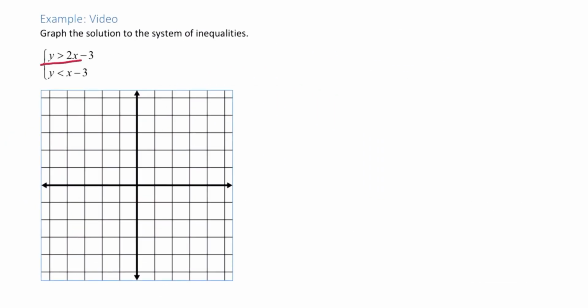In this example, we'll start by changing the top inequality to an equation. Y equals 2x minus 3. The y-intercept is negative 3, and the slope is 2. Up 2, right 1, up 2, right 1, and so on. This is a dotted line due to the strict inequality.